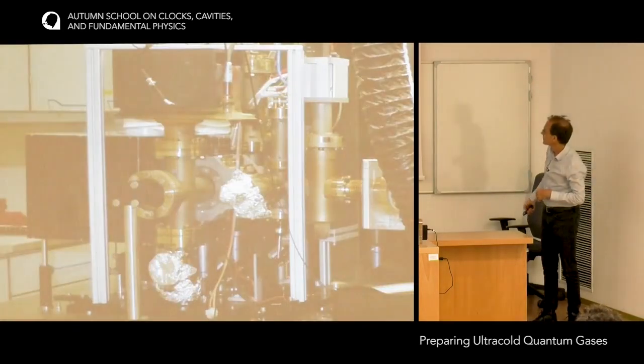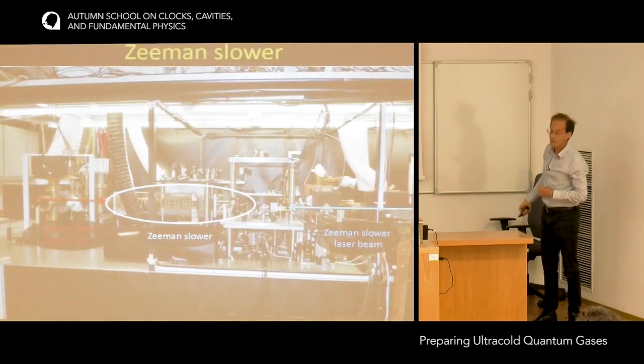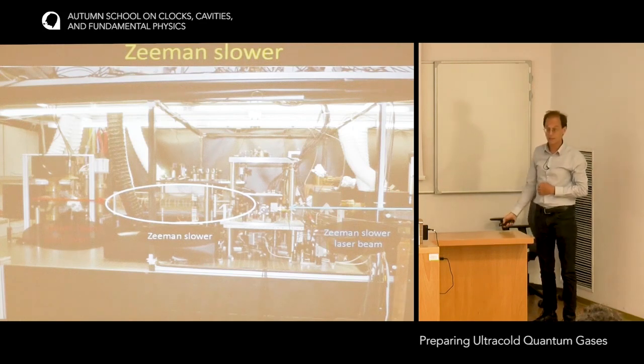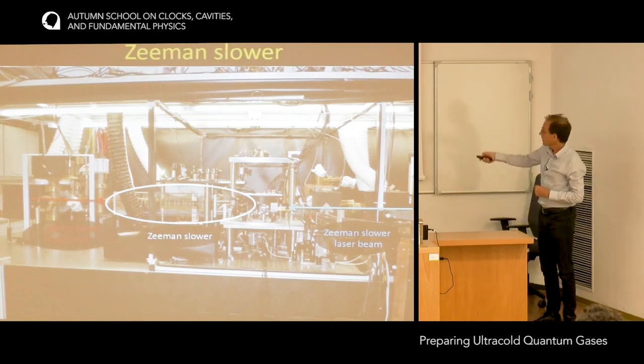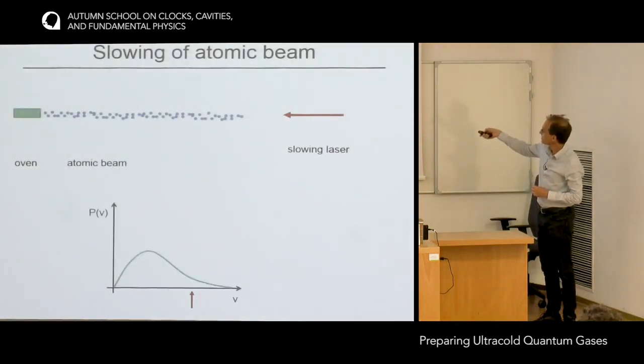Here's again a zoom on our machine: oven, transversal cooling section here, and here a collimated atomic beam comes out. And now we need to slow this down so much that a magneto-optical trap can capture it. We do this by a single counter-propagating laser beam in a Zeeman slower. So how does this work? Oven, atomic beam, slowing laser.